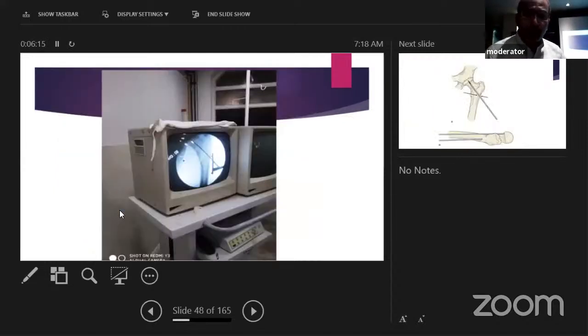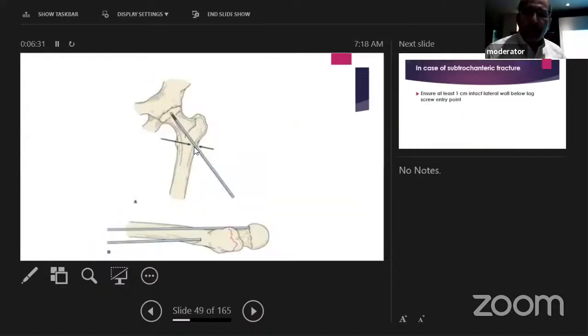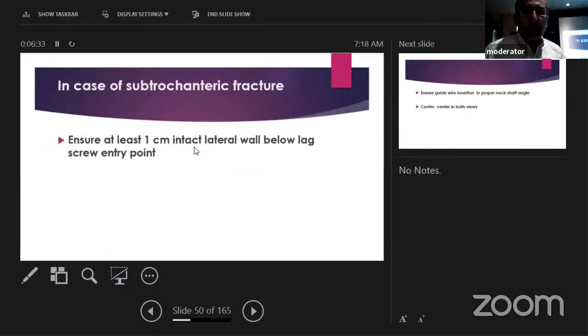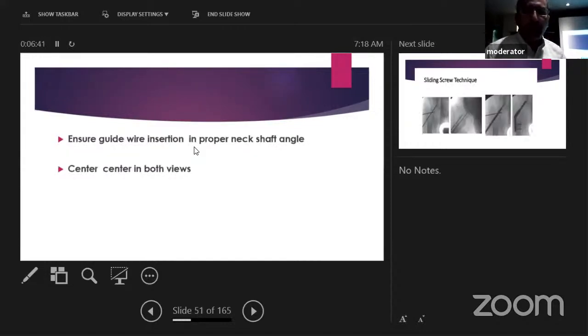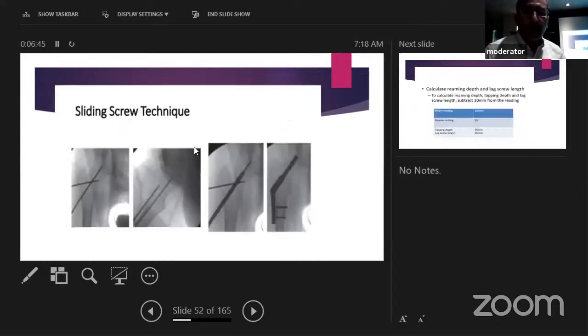And of course, another tip is don't try to push the angle guide completely against the lateral surface. You have to keep it slightly off. Otherwise, your wire is going to go quite superior and you may end up in malreduction actually. So guide wire has to be center. Ensure that at least 1 centimeter intact lateral wall below the last screw entry in case if really you have to use DHS in case of subtrochanteral fracture. Ensure guide wire in a proper neck shaft angle, center in both views, like this.